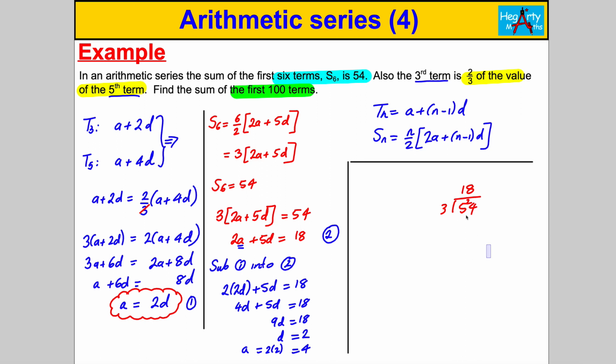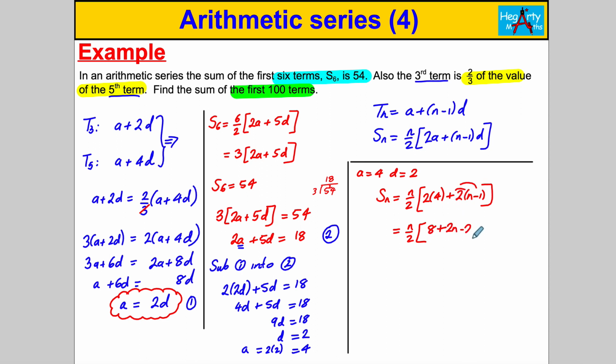I'm just going to carve out some space so I can do some working here. So I have found that a is equal to 4 and d is equal to 2. So going back to what Sn is: n over 2, 2a, which is 2 multiplied by 4, plus d multiplied by n subtract 1, so 2 multiplied by n subtract 1. 2 multiplied by 4 is 8. Expanding this bracket, I get 2n subtract 2, and that's n over 2, 2n add 6.